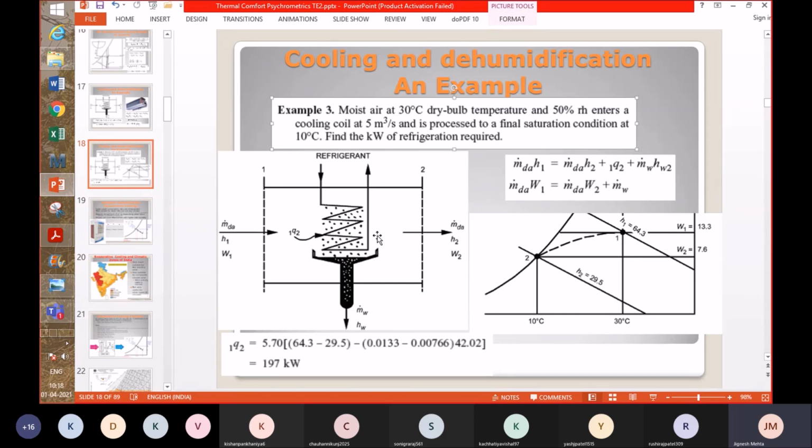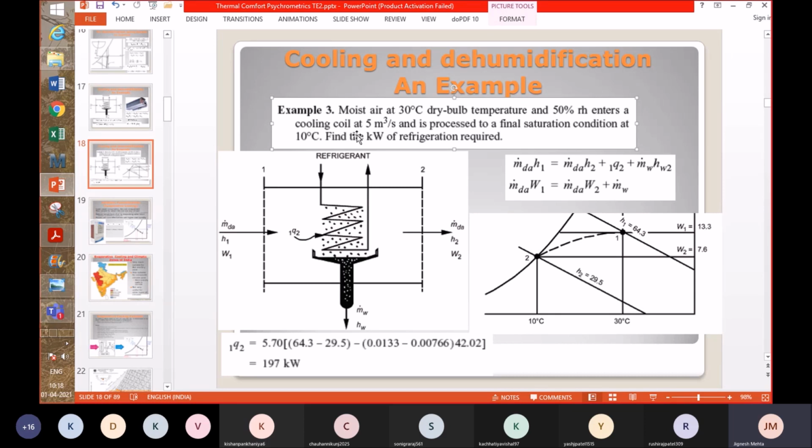So here actually the condition 2 may be the apparatus dew point temperature, which is 10 degrees Celsius. Apparatus dew point temperature is nothing but the surface temperature of the cooling coil. And this temperature is 10 degrees Celsius here, and the air is coming out at the equilibrium condition. So it is also coming out at 10 degrees Celsius, perfectly, like the contact factor is 100%, bypass factor is equal to 0%, and it's coming out at 10 degrees Celsius saturated, so 100% RH.